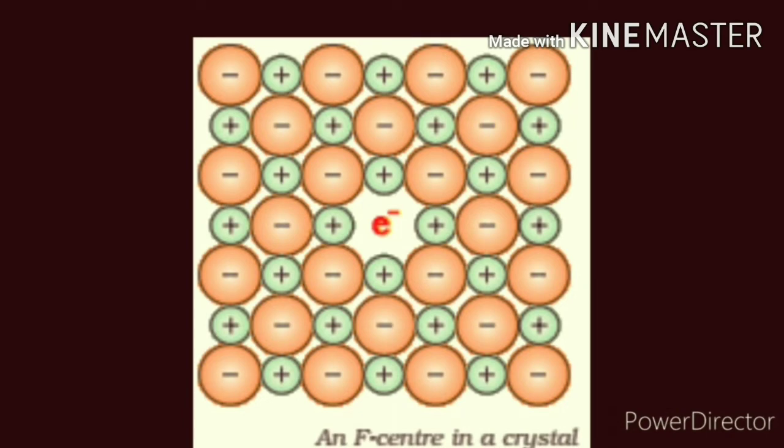The electron left at the anionic site absorbs light and moves to the excited state, and on returning back to its ground state, it emits light of a particular color or particular wavelength. That's why this anionic site is called F-center or colored center.